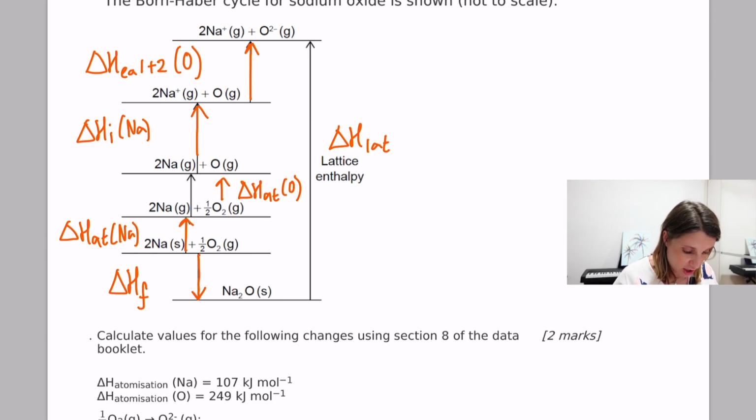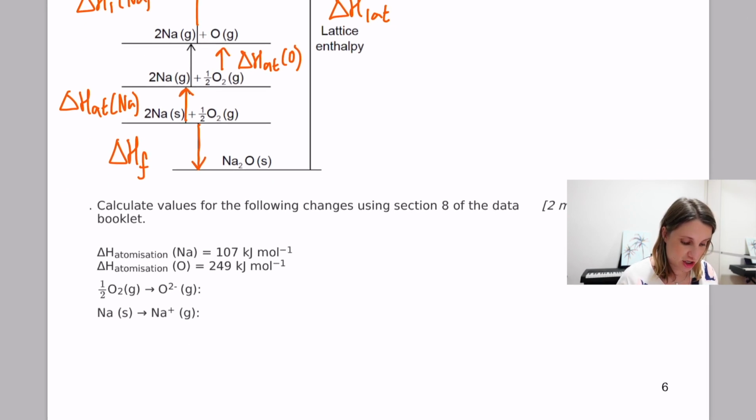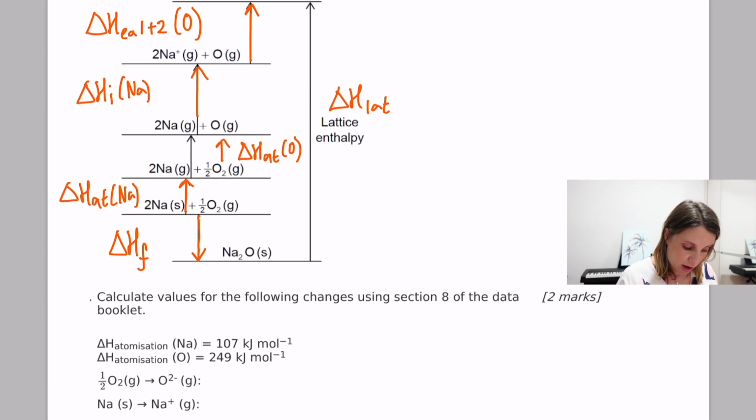So in this question, what they're asking is to calculate values for the following changes using section 8 of the data booklet, and then they also gave us some atomizations here which will hopefully come in handy later. So for the first one, you can see it's going from half an O2, so if we compare that to what's going on in our equation, half an O2 going to O2 minus. So really they're asking for this process here. So half an O2 going all the way up to O2 minus.